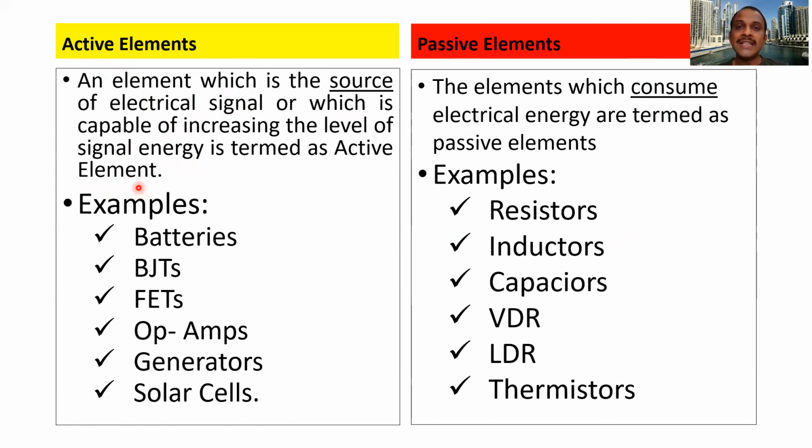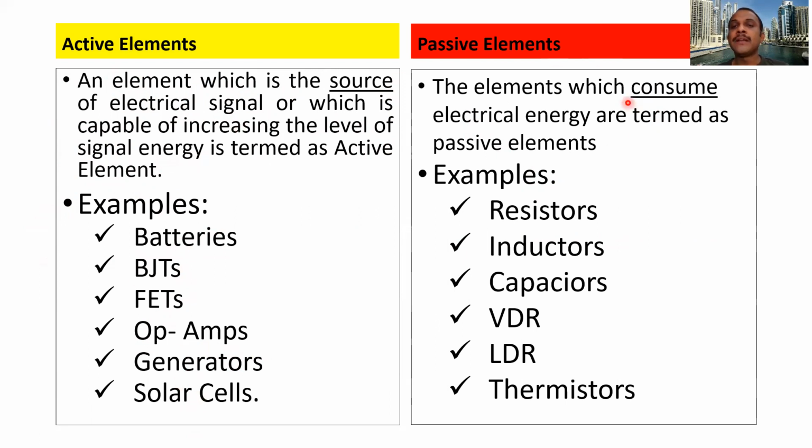Elements which either produce a signal or are capable of increasing that electrical signal are called active elements. The first example is what we all know, batteries. BJTs, because we can use them as amplifiers. FETs also, they are used as voltage amplifiers. Op amps, we increase the signals by using operational amplifiers. Basic generators and solar cells all come under active elements.